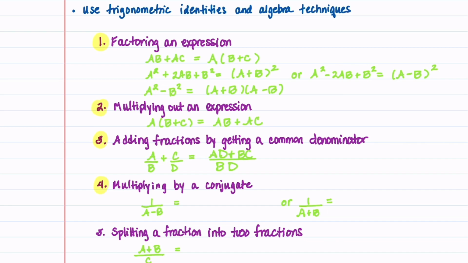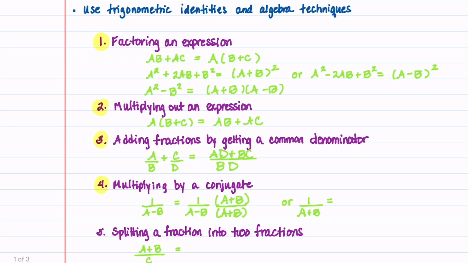The next technique is one that you don't often think to use, and it is when you multiply by a conjugate. We can write 1 over A minus B as 1 divided by A minus B times A plus B in the numerator and A plus B in the denominator. Likewise, we can write 1 over A plus B as 1 over A plus B times A minus B divided by A minus B.